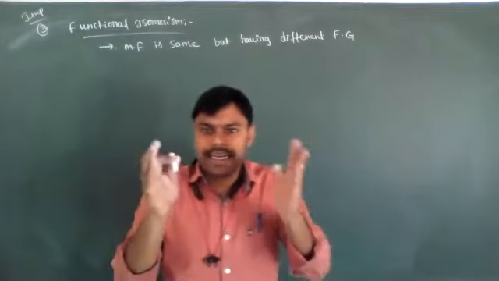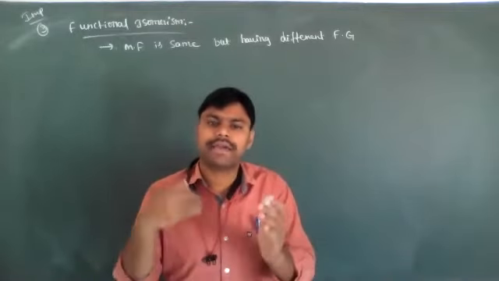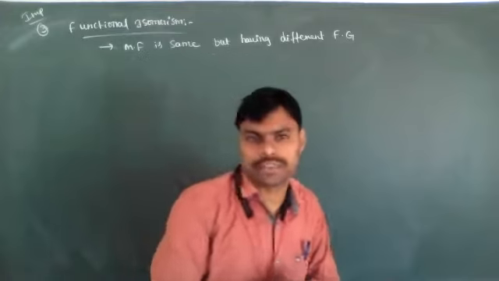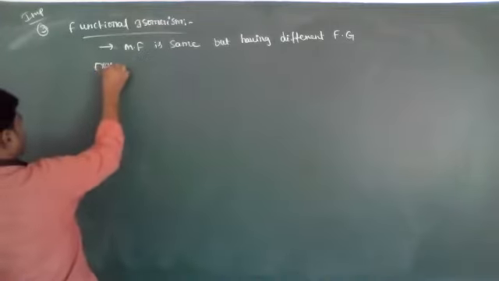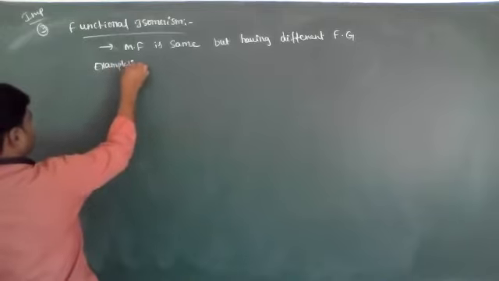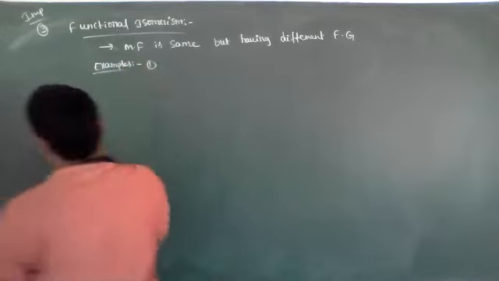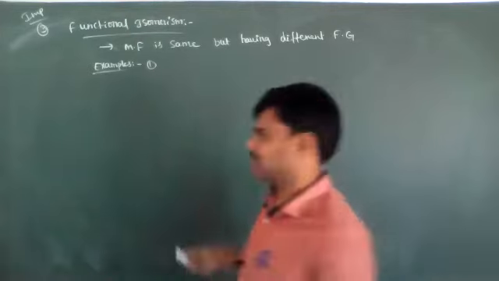Now, certain relations are there. Generally, what type of compounds are functional group isomers? Let's see examples. First one, alcohols and ethers.